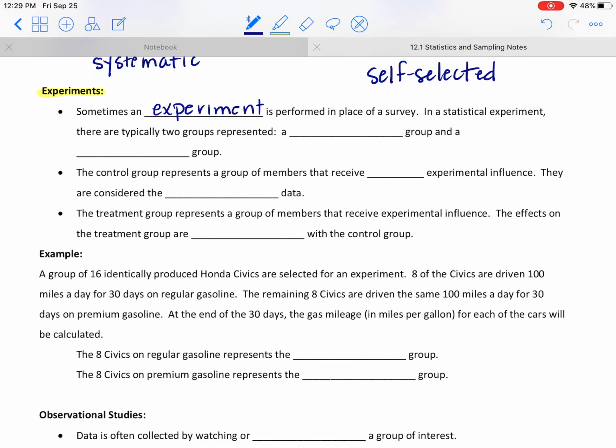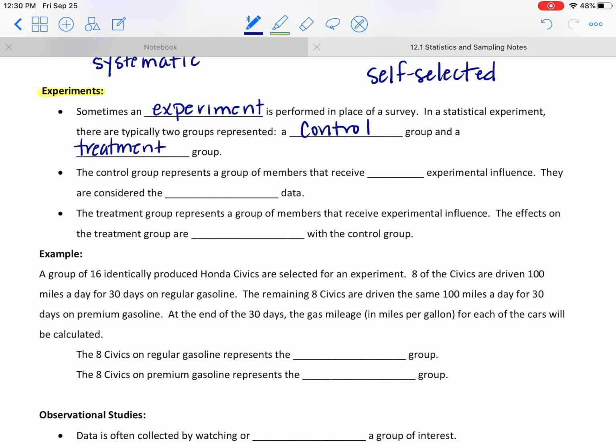So maybe you take, let's say, 10,000 people that all suffer from the same allergy. You give half of them the new medication and you leave half of them with no medication at all, and you compare how they react or what the results are. So an experiment could definitely be more appropriate in a situation than a survey. And in your statistical experiment, there are typically 2 groups. You have what we call a control group, and you have a treatment group.